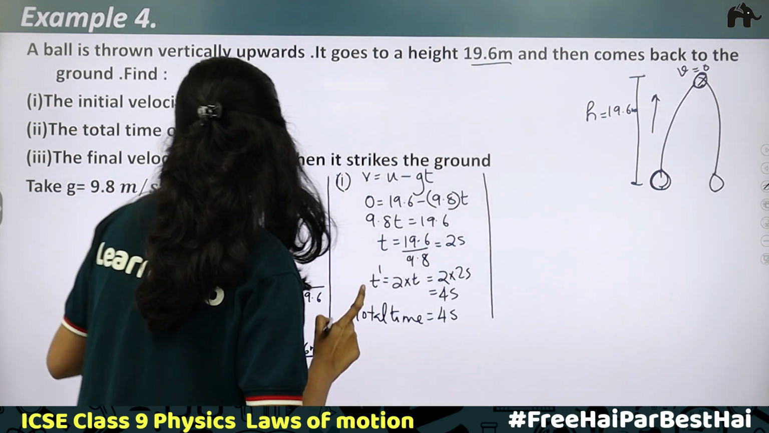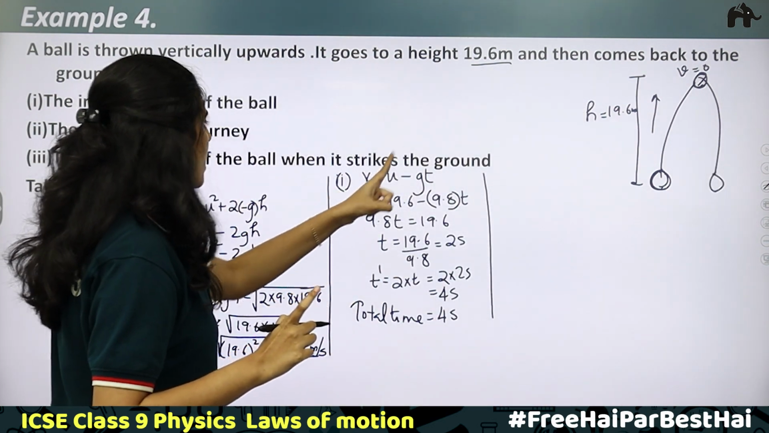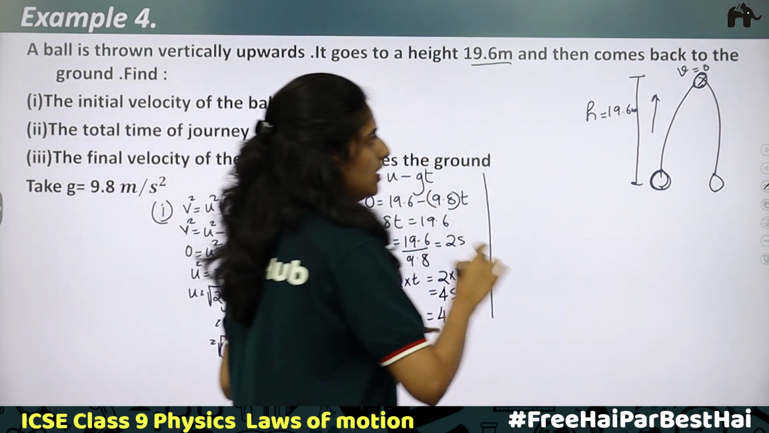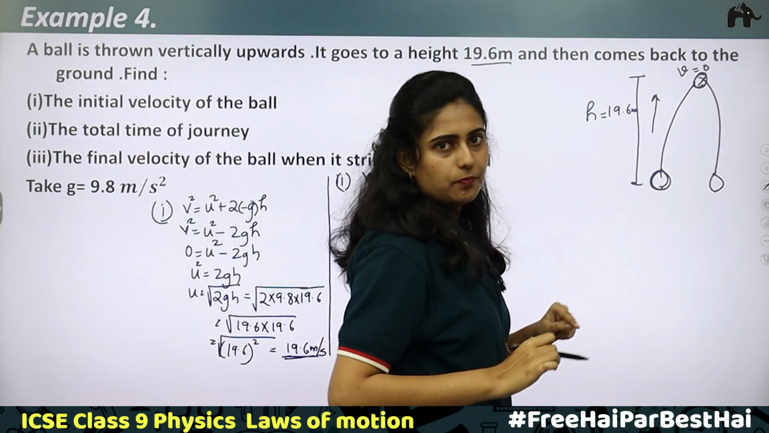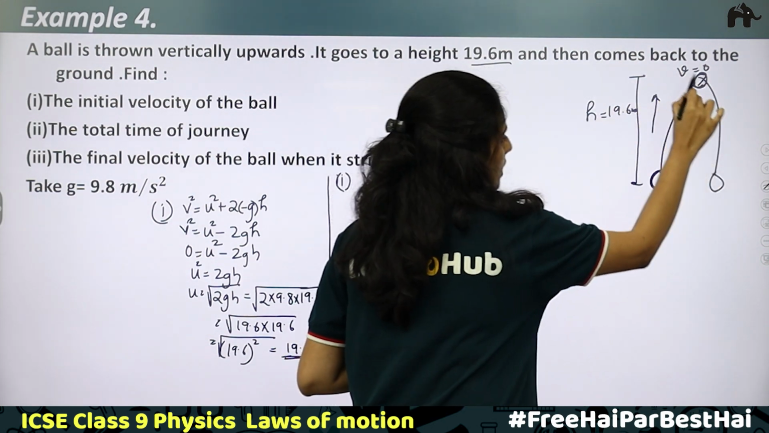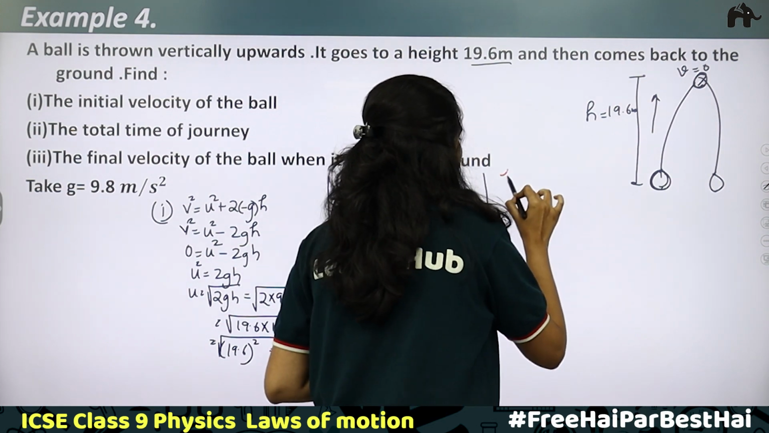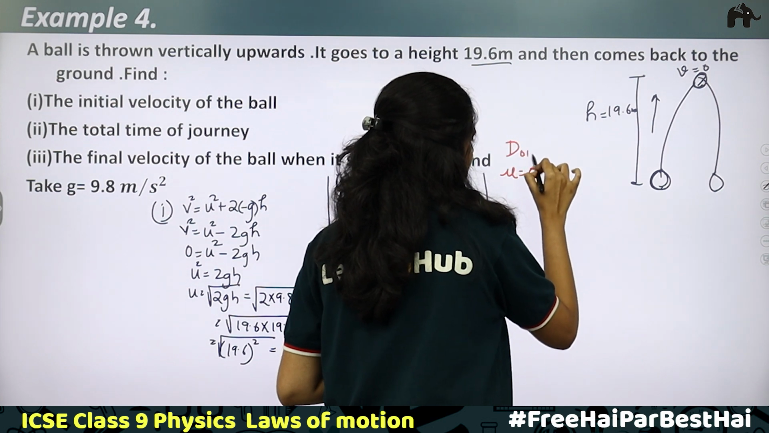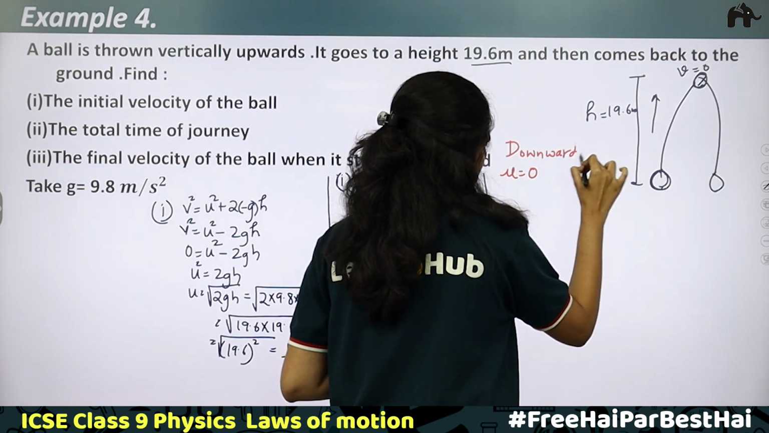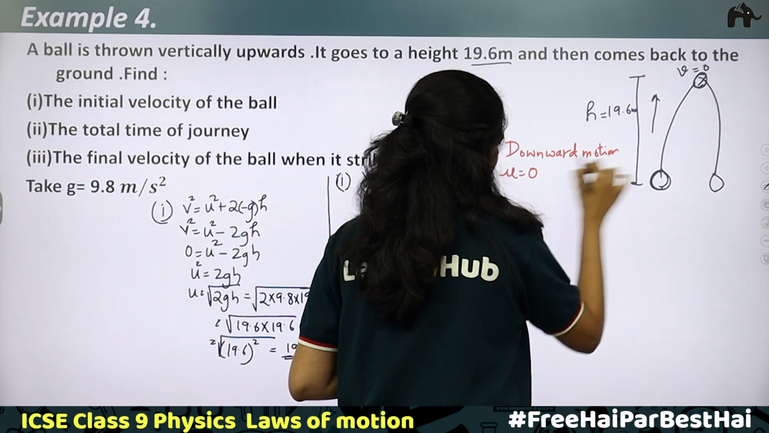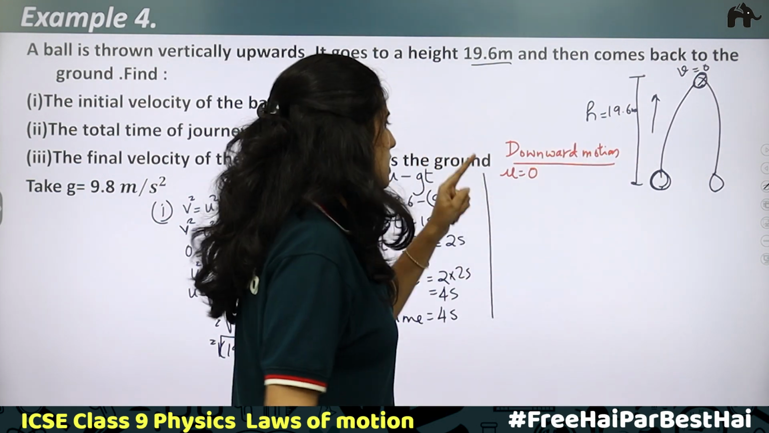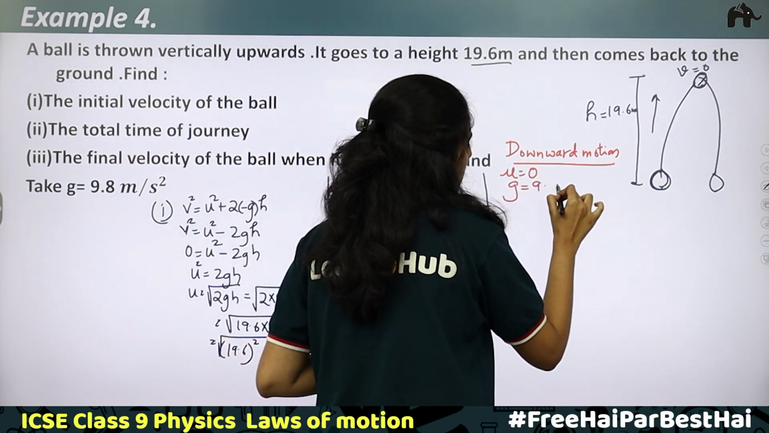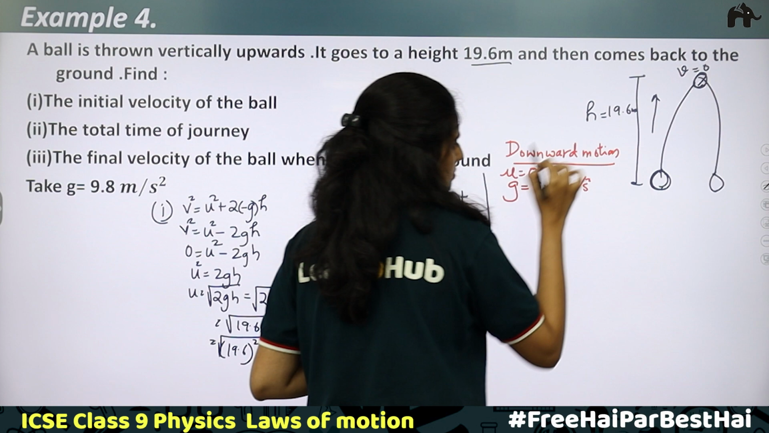Now, the third part of the question, the final velocity of the ball when it strikes the ground. Take G as equal to 9.8 meter per second square. To find this, we can take the downward motion. Only the downward motion is considered, not the upward motion. During the downward motion, initial velocity will become equal to 0. Acceleration due to gravity will be plus 9.8 meter per second square.